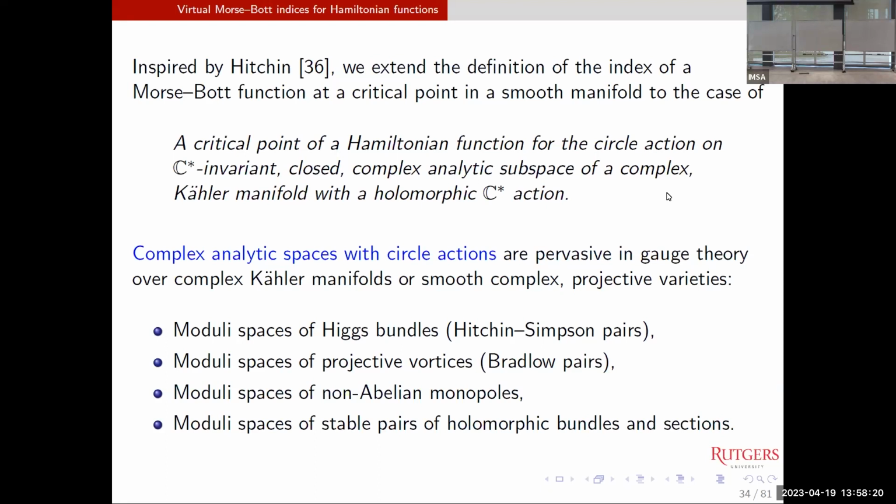So the version of the Morse theory that we end up studying, at least in the near term, is the following. It says that we're going to extend the definition of the Morse index and Morse-Bott function at a critical point on a singular space. The case where we have a critical point of the Hamiltonian function for a circle action on the complex invariant subspace of the manifold of the C-star action. And there's independent interest in doing this.